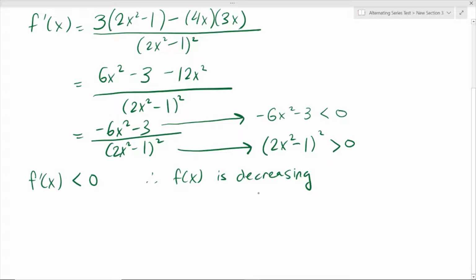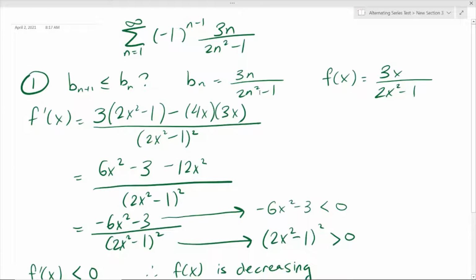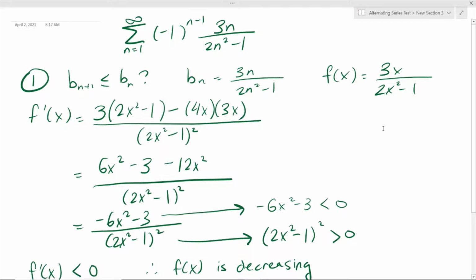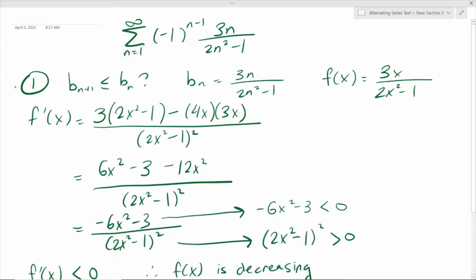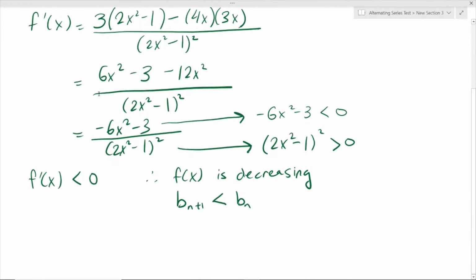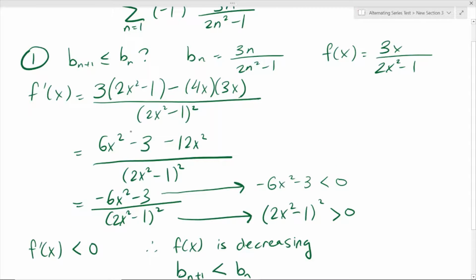And if f of x is decreasing, then that basically means the next term, because remember we defined bn earlier, and then we changed it to f of x, so n is kind of the same as x. So we can conclude that bn plus 1, the next term, is going to be less than the previous term because it's going down. It's decreasing. So this is our first condition. And since we have proved that bn plus 1 is less than bn, we have satisfied our first condition.